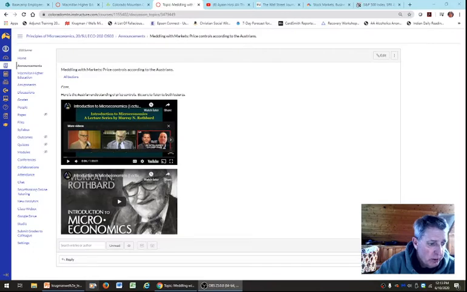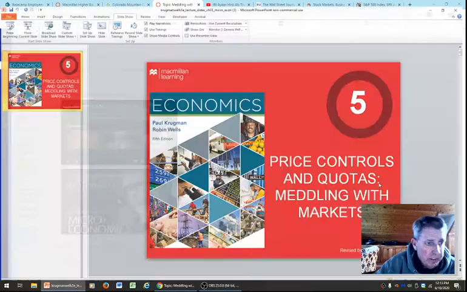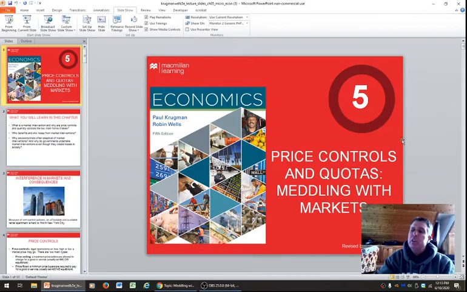Let's move on to chapter 5. Again, make sure you listen to Murray. Now we're going to start to talk about my favorite subject, and almost every libertarian's favorite subject, price controls and quotas. And it's so funny that a Keynesian textbook has an entire chapter on this, and it's very early in the book. Excuse me, a quarter of the way in.